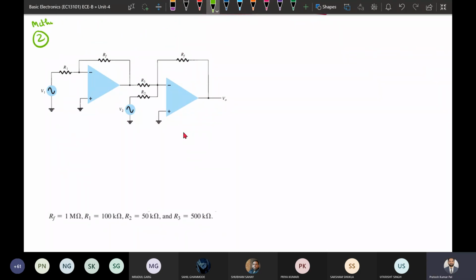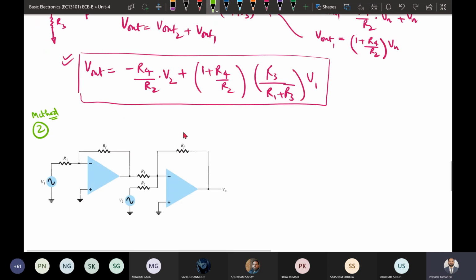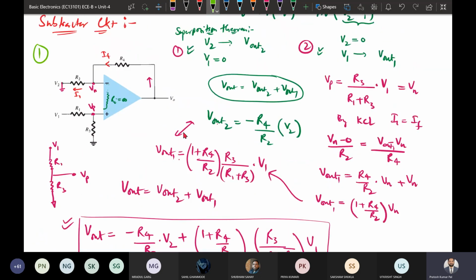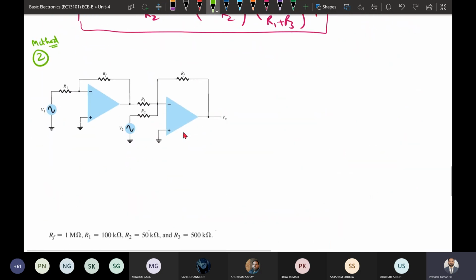This is method 2. So in this method 2, you can just see, in the previous method we have seen how to implement the inverting and non-inverting in a single operational amplifier. Similar concept has been implemented with two different operational amplifiers. In the first case, the input is applied to the inverting terminal.